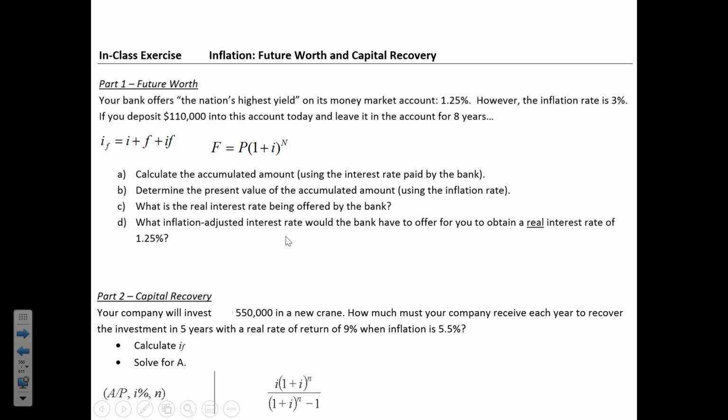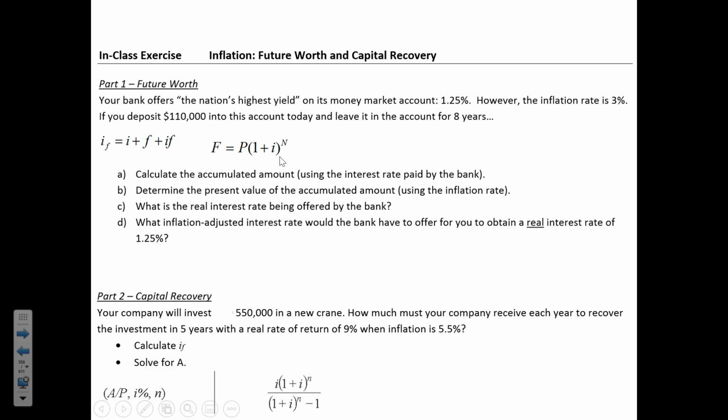Okay, so let's work on the in-class exercise. In today's in-class exercise, we have two problems that illustrate the effects of inflation. You can see the formulas I've given you here: the market interest rate formula, as well as the formula that we use to find a future value based on a present amount. So let's first go through part one. And of course, you're welcome to work together and talk. It doesn't have to be silent time in here.